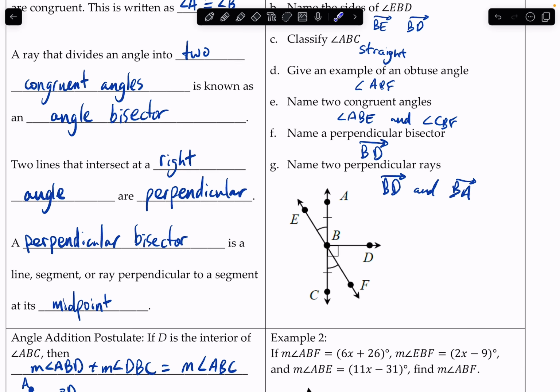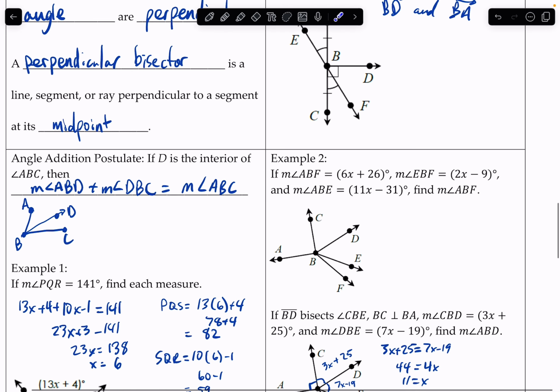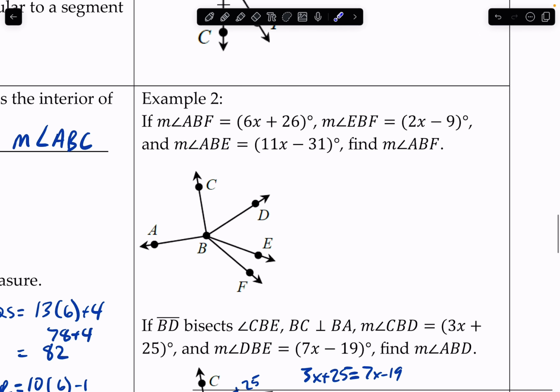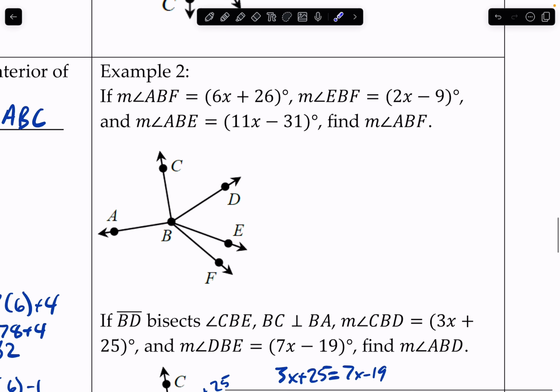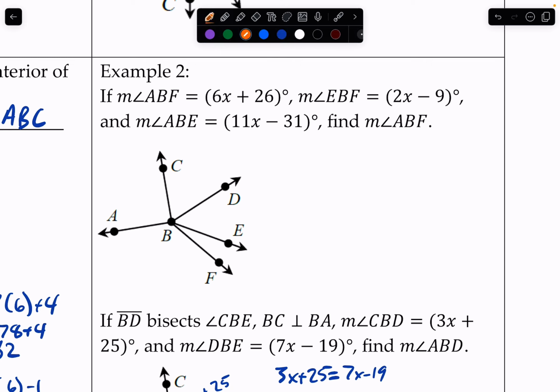All right. Now let's go through one of these angle addition postulates and talk about how we can make sure we get these correct whenever we're working on them. Whenever we did segment addition, this was definitely something that was kind of difficult for some. So let's go through this problem and make sure we understand what is going on.